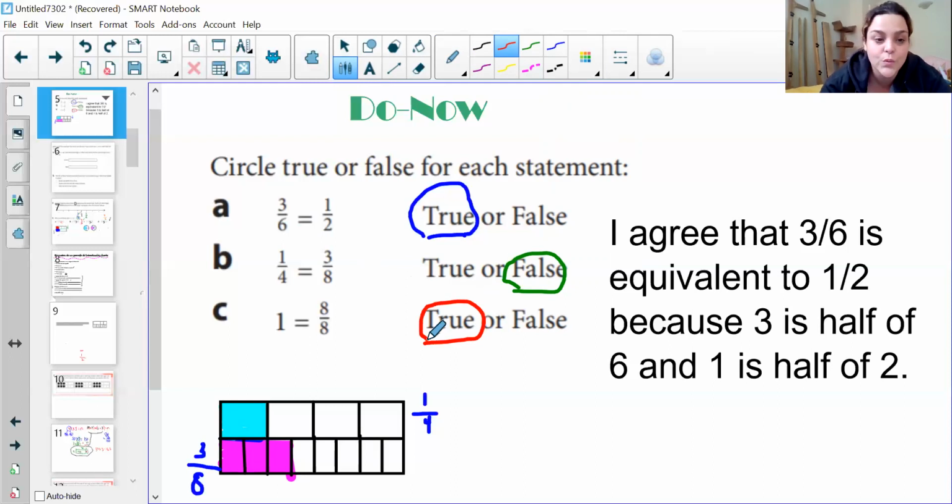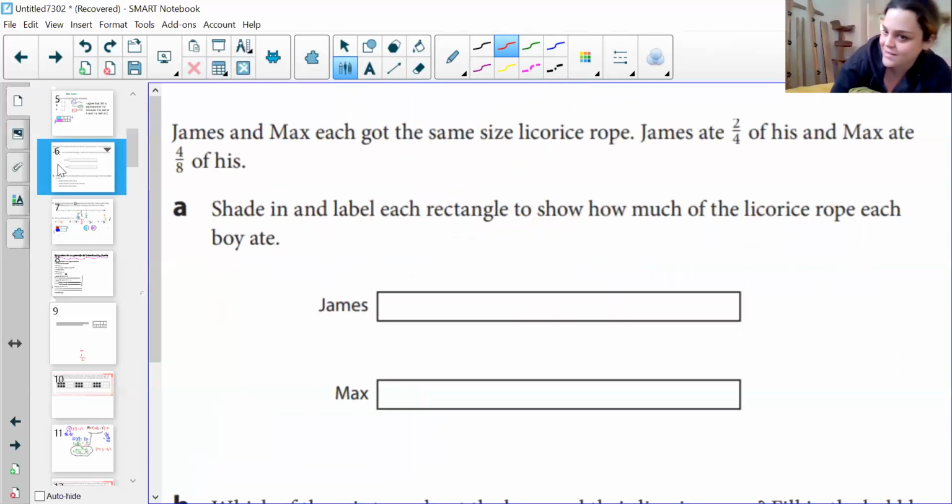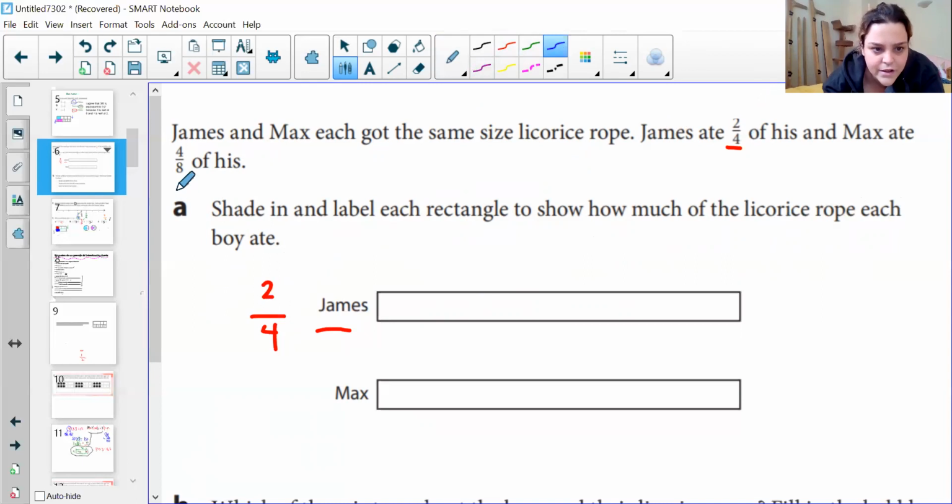All right, friends, we're gonna do one more question for today in our video. And let's do it. So James and Max each got the same size licorice rope. James ate 2/4 of his and Max ate 4/8 of his. Shade in and label each rectangle to show how much of the licorice rope each boy ate. Well, it says James ate 2/4. So I know this fraction is going to be represented as 2/4. And then for Max, it says that he ate 4/8 of his.